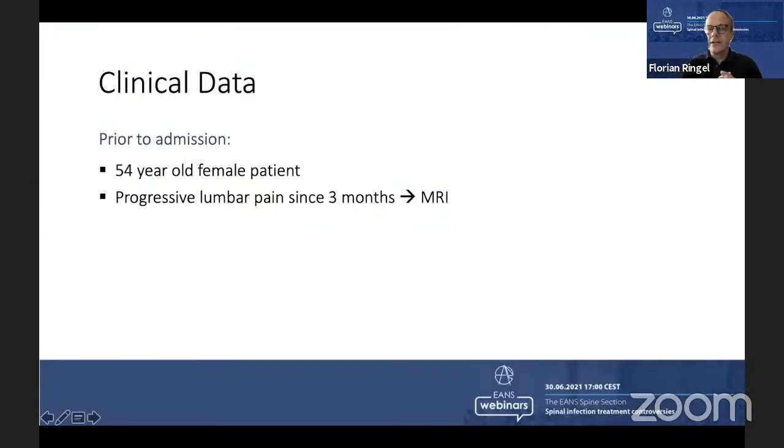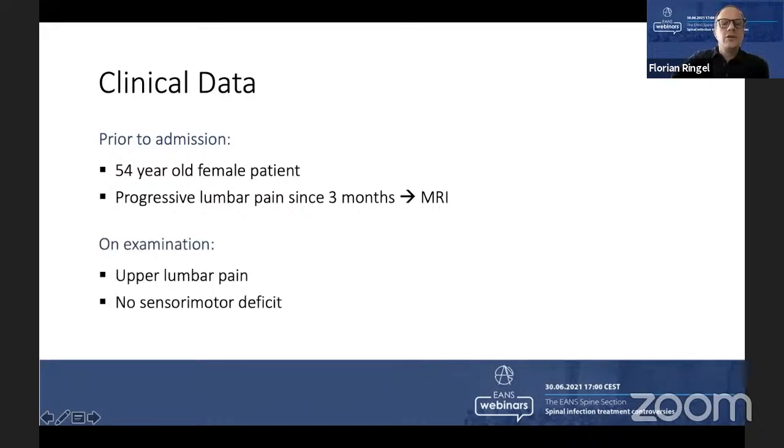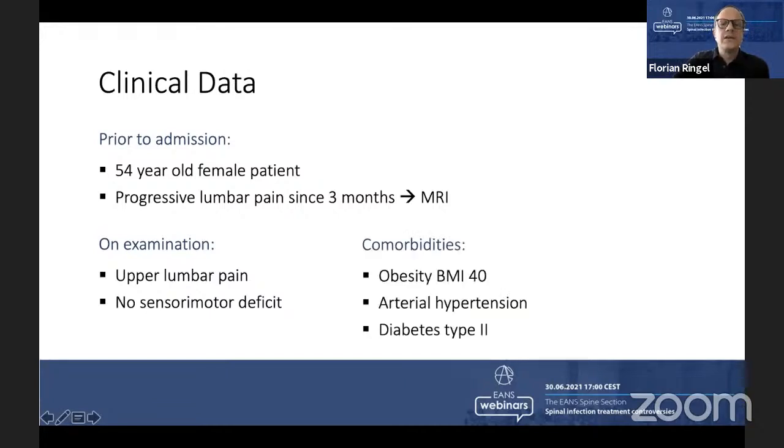Okay, this is the clinical data. We were talking about a 54-year-old female patient, and she had progressive lumbar pain since 3 months and therefore got an MRI. On examination, when she showed up with her MRI, she had an upper lumbar pain, no sensory motor deficit, so no neurological deficit at all. Comorbidities, she's obese with a BMI of 40. She's got an arterial hypertension and a diabetes type 2.